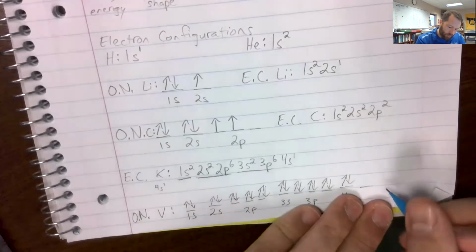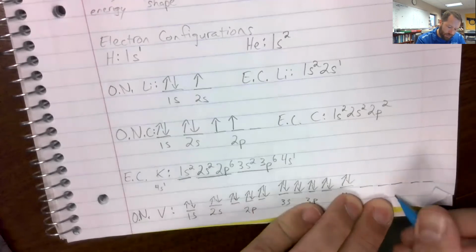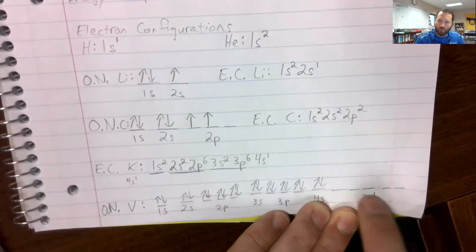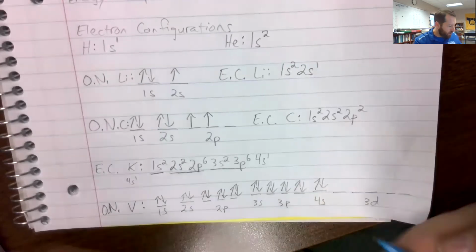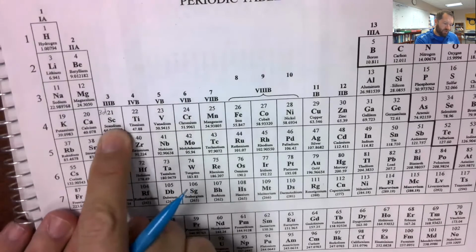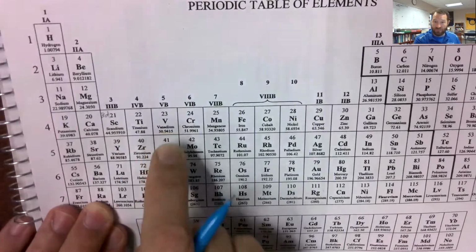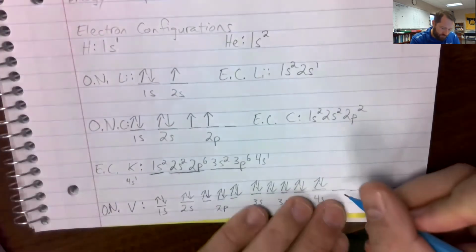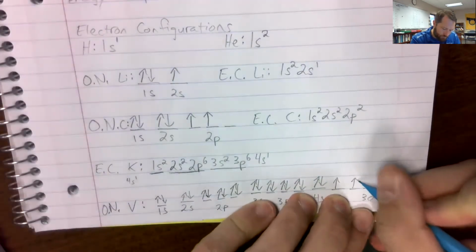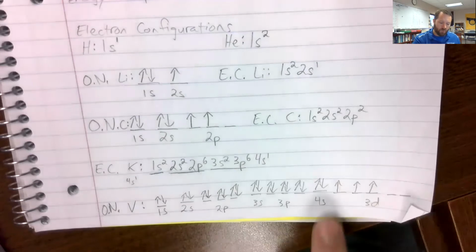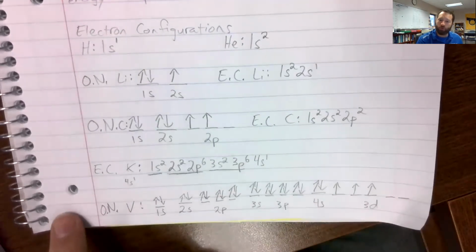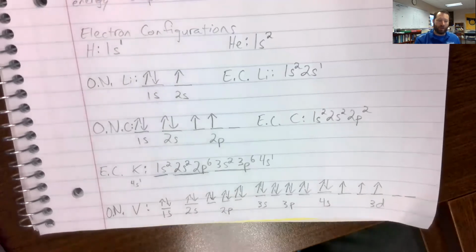And then finally, we come back to the 3d. There should be 5 orientations for that, 5 different ways you can write a d. Now we only need 1, 2, 3 electrons. Vanadium only goes 3 into d block. There's the 3 electrons for 3d, and that is our orbital notation for vanadium.